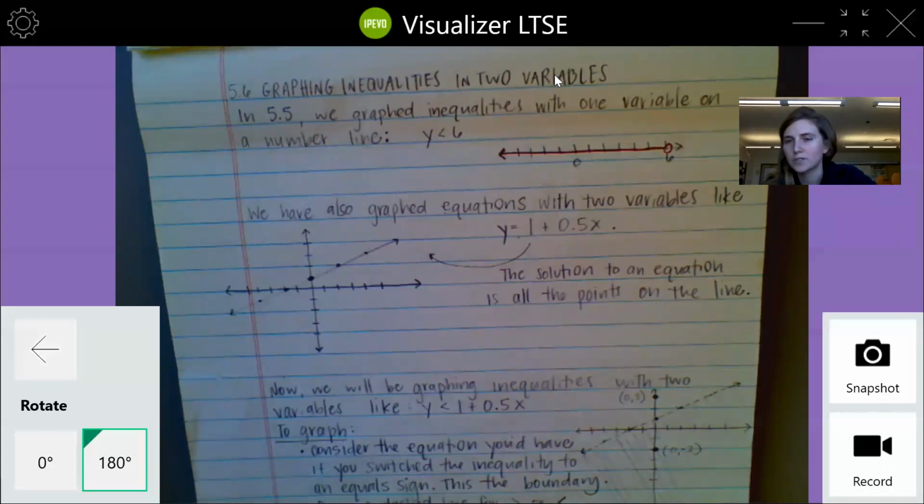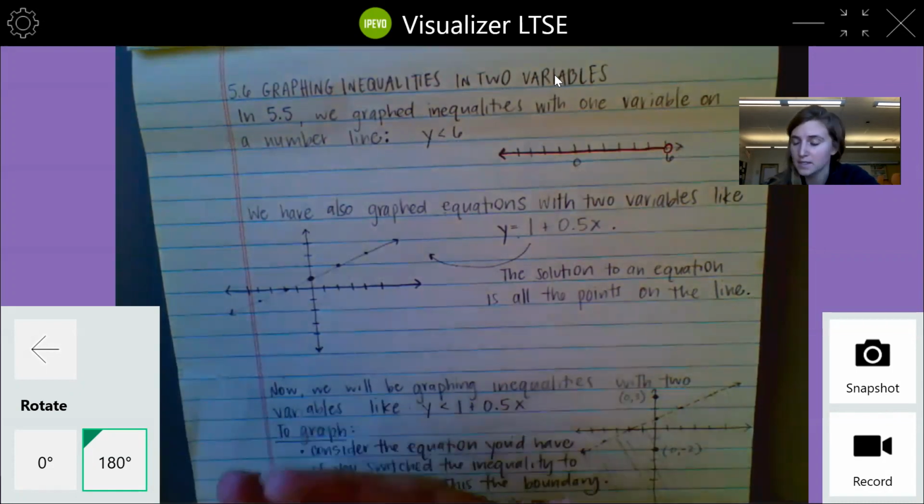Okay, so today we're going to go through how to graph inequalities in two variables. In lesson 5.5, we were graphing inequalities with just one variable. We are doing that on a number line. We have also in the past graphed equations with two variables, but those have been equations, not inequalities.